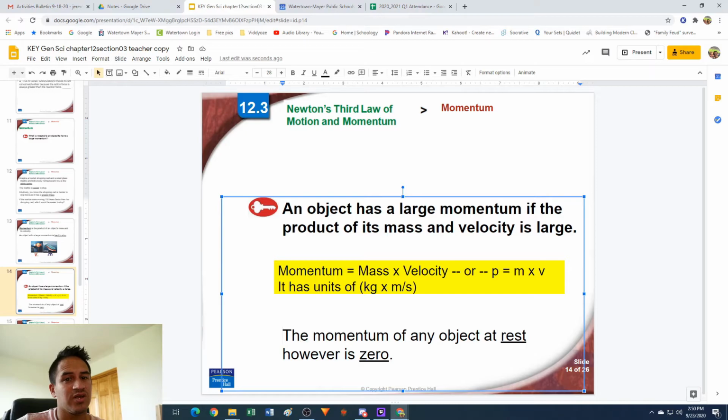So the key thing to note here is that objects that are not moving don't have any momentum. Okay? So if an object is at rest, its momentum is 0. Okay? There has to be motion in order for there to be momentum.